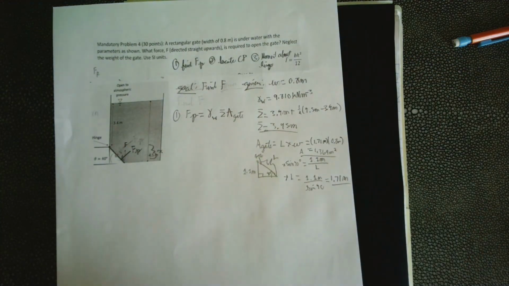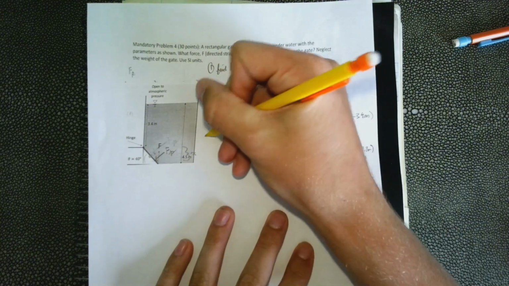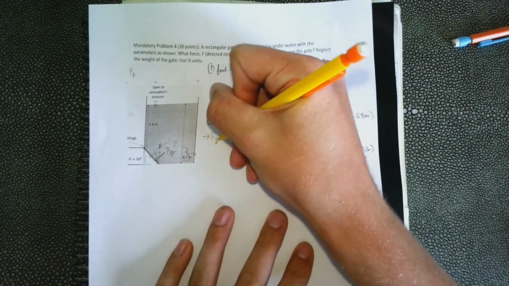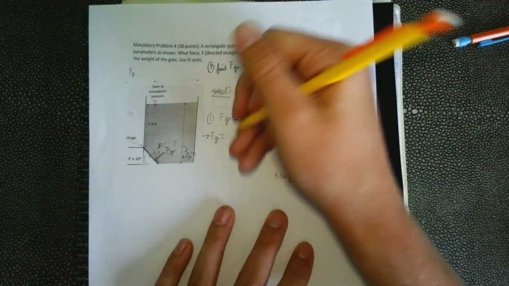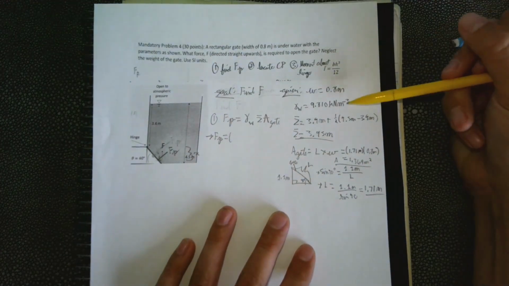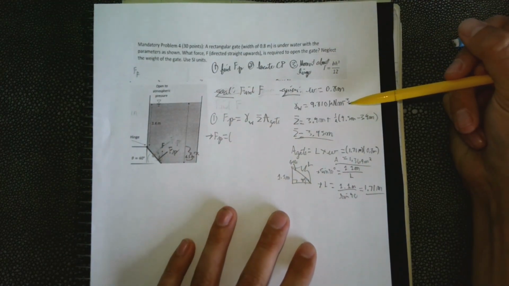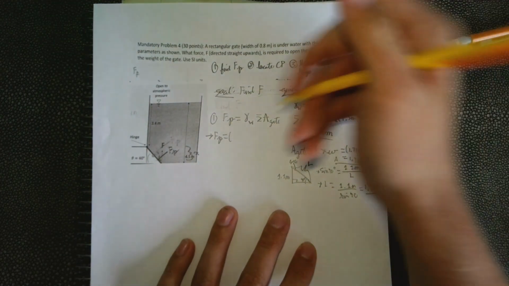Probably could have spaced it out better, but that's alright. So now we know all our variables for finding the pressure force. So let's go ahead and plug those in. Specific weight of water. I'm going to go ahead and convert this. This is what I was getting in the test. I'm going to multiply by 1,000 and get newtons per meter cubed.